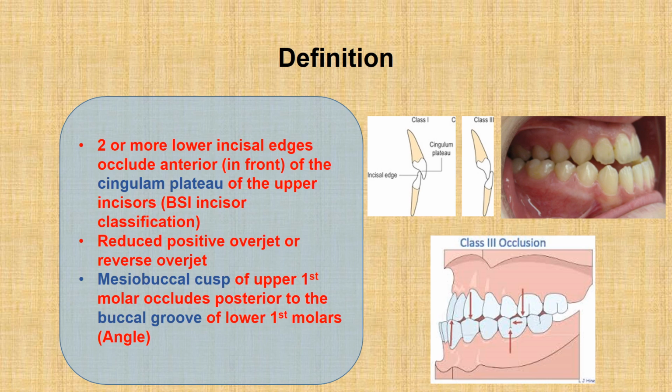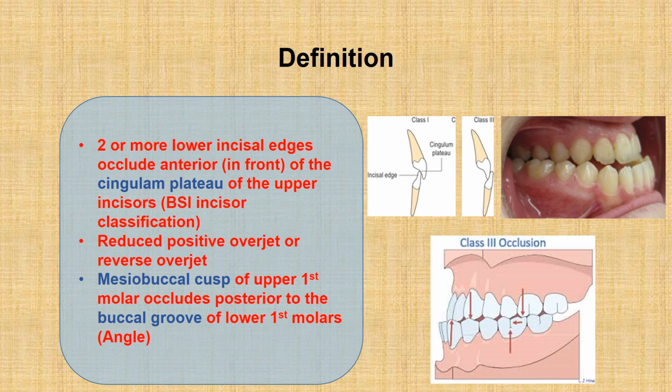Now, what is a class 3 malocclusion? A class 3 malocclusion is when two or more of the lower incisal edges occlude in front of, or anterior to, the cingulum plateau of the upper incisors. Now, this is according to the British Standards Institute's Incisor Classification. So, therefore, it may have a reduced overjet, positive overjet, or a frank reverse overjet.